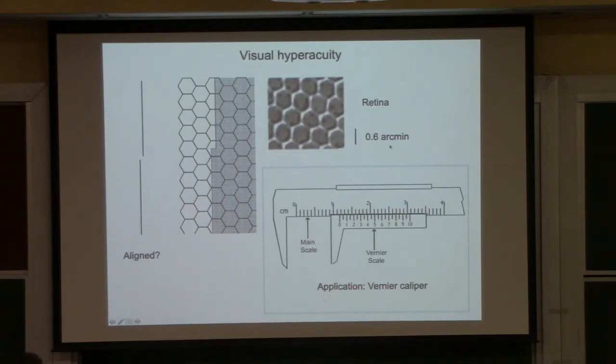About a half arc minute. Basically, one degree can be divided into 60 parts, just like an hour has 60 minutes. This is one degree, and you can separate it into 60 minutes. So this is about a half arc minute. That's the size of your sensor. So this can be used. It's called vernier hyperacuity.